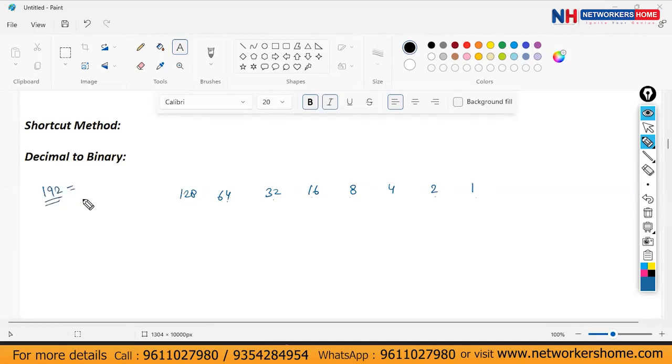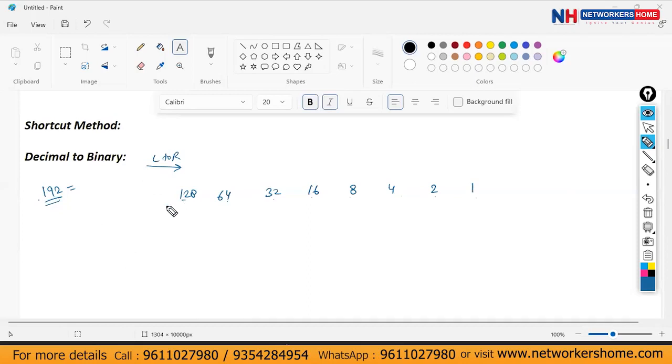We want to calculate the binary. We have already calculated by a previous method. Now all you have to do is compare this number with this value. For comparison, you have to go from left to right. So if I compare 192 with 128, is 128 smaller?